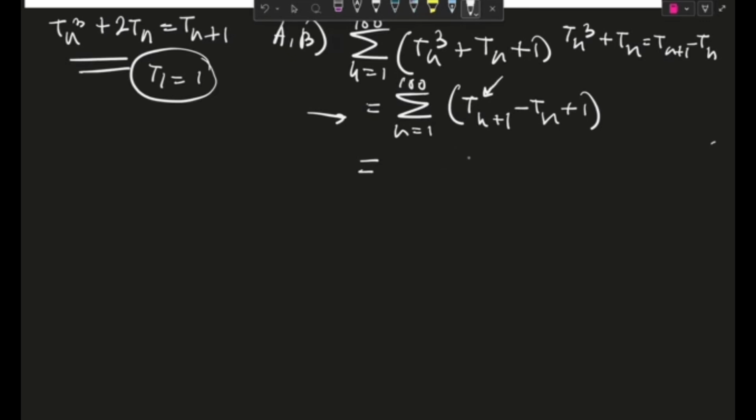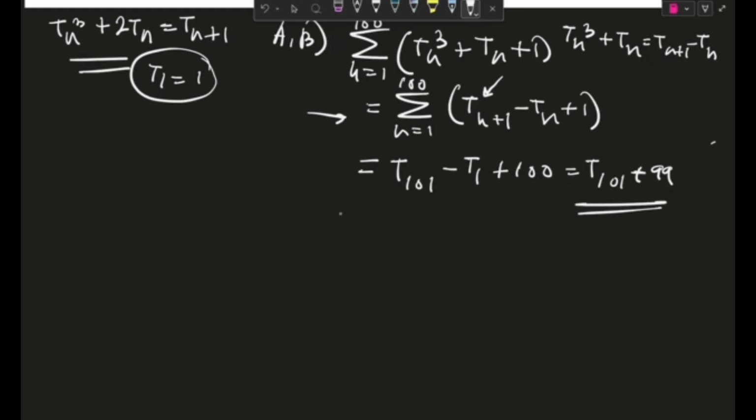So basically in the first pair we will have T1, and as you know, if the second term in the first pair remains, in the last pair the first term will remain. So this thing will become T101. T101 minus T1, and this is your plus 1 added 100 times, so plus 100. So this thing becomes your T101 minus 1 plus 99, so plus 99.